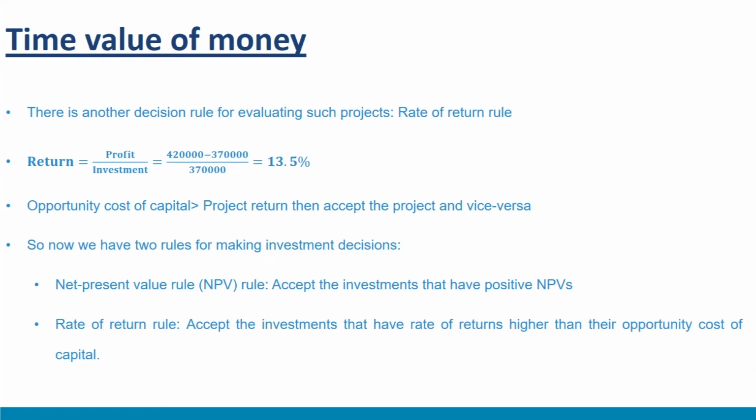To summarize, in this video, we found that a risky dollar is worth less than a risk-free dollar. We also discussed how this increased risk is reflected in a higher opportunity cost of capital and thus a lower discount factor DF. So, now we have two very important rules for making investment decisions. One, net present value rule or NPV rule: accept the investments that have positive NPVs and vice versa. Second, rate of return rule: accept the investments that have rates of return higher than their opportunity cost of capital and vice versa.